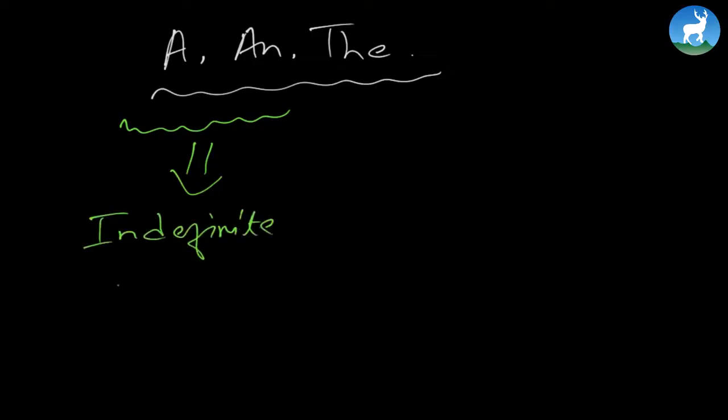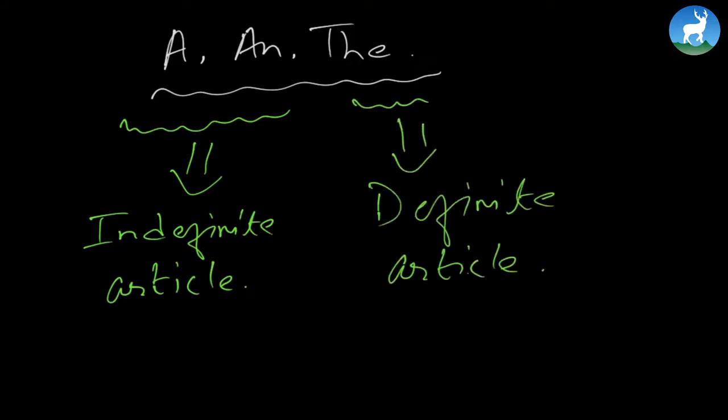So there's a certain separation in these articles. We must understand that a and an we call indefinite articles. We'll talk about it in a while. While we deal with the as the definite article. So what are the indefinite article and the definite article?